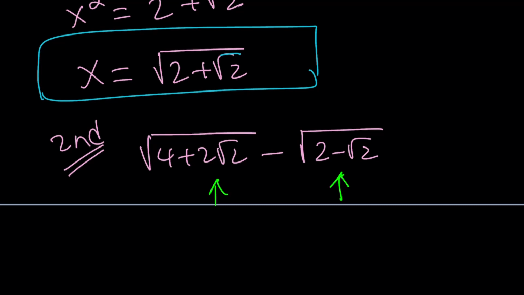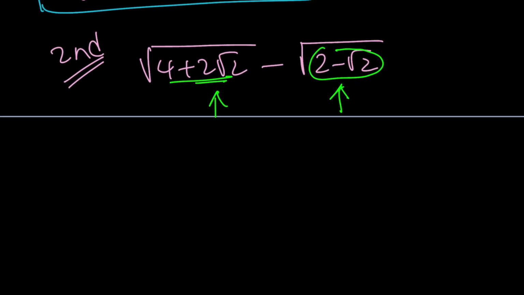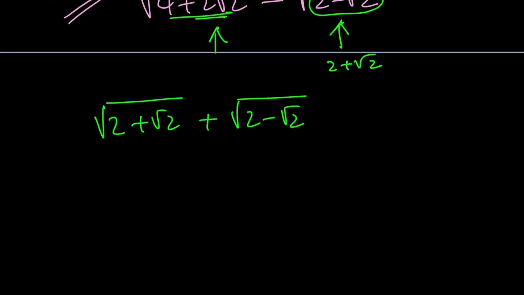But here we can still take advantage of the conjugates because this one has a conjugate and this one is a conjugate. You can choose either one, but I'm going to go with the second one because that looks a little simpler. What's the conjugate of 2 minus root 2? It's 2 plus root 2. So they're going to pair up nicely. So why not take this and find out what it is? So let's go ahead and see what we can do with that.